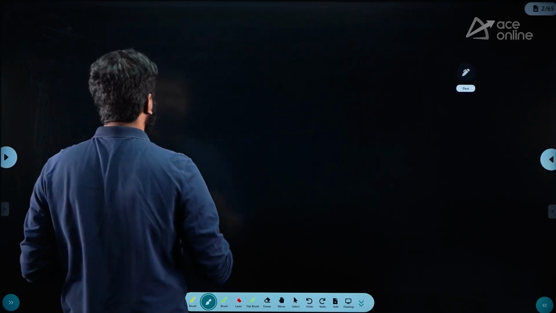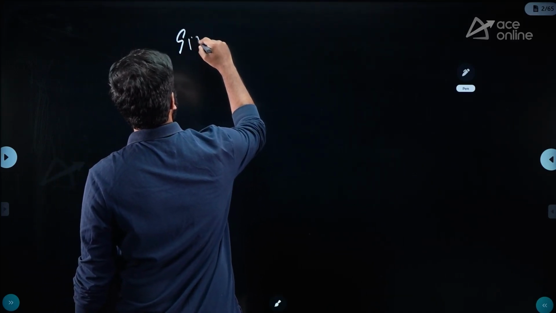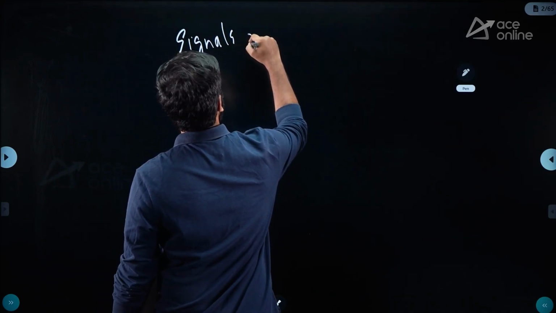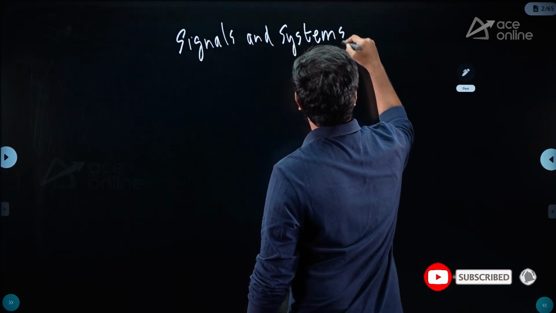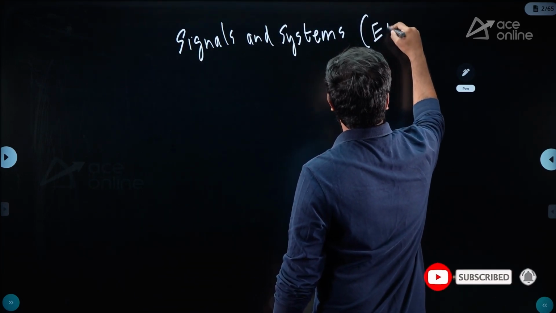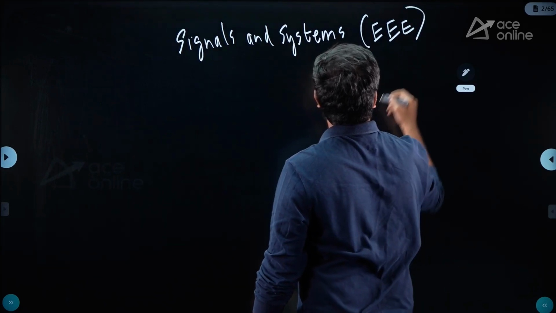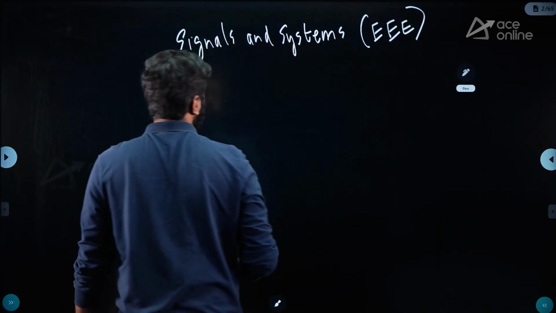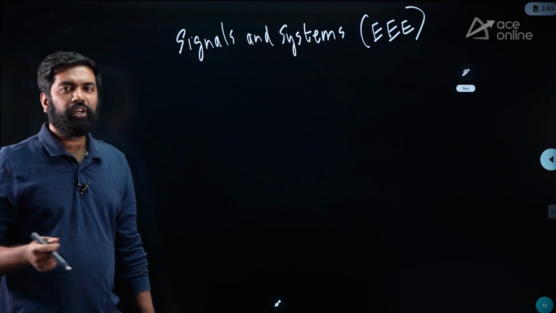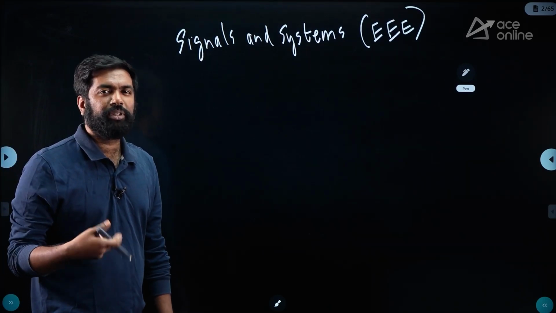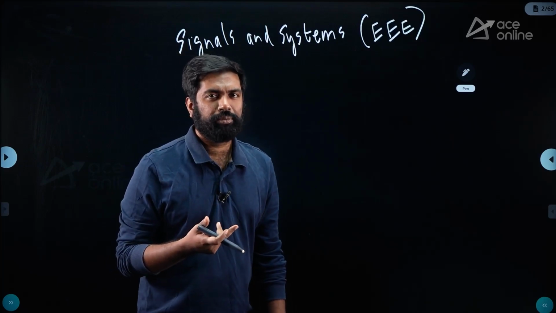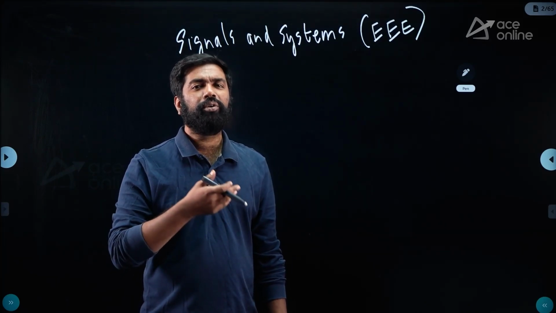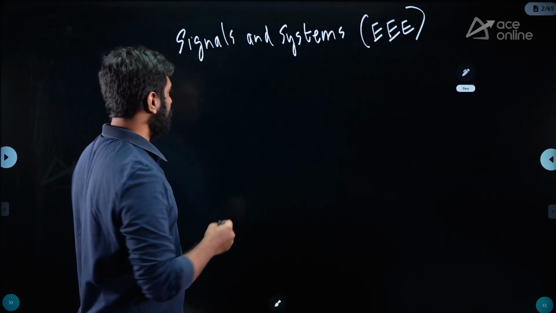Signals and systems for electrical engineering. So what's the weightage? You all know you have completed the course. You would have practiced many problems. You would have solved by now the 2023, 2024 papers. You can see 10 to 11 marks from this subject.